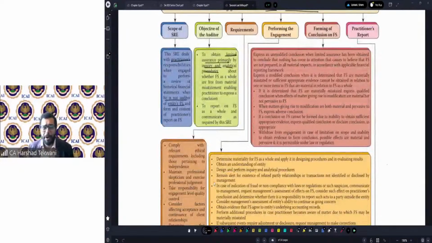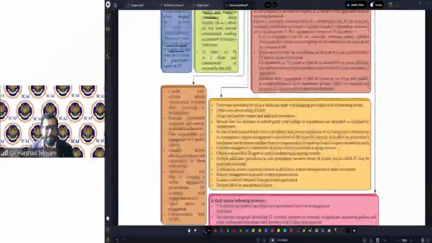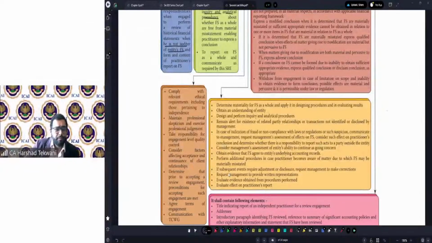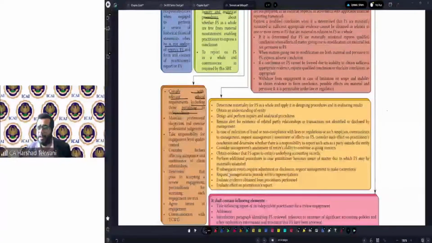Now the requirements of SA are pretty simple. We have to comply with the relevant ethical requirements, including those pertaining to independence. Independence again became mandatory because we are issuing a kind of assurance. It is a limited assurance, but still we are issuing assurance. Hence, wherever there is assurance, there will be independence. It doesn't matter if it's limited assurance, reasonable assurance, or any kind of assurance; even a small assurance requires you to be independent. So comply with ethical requirements along with independence, maintain professional skepticism and exercise professional judgment.